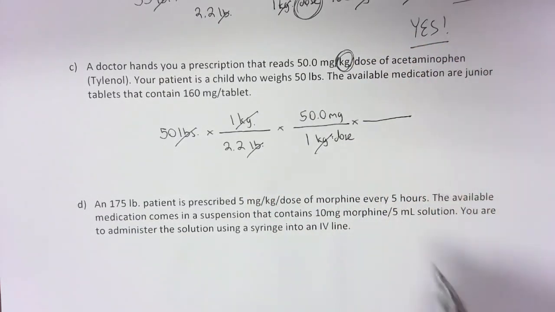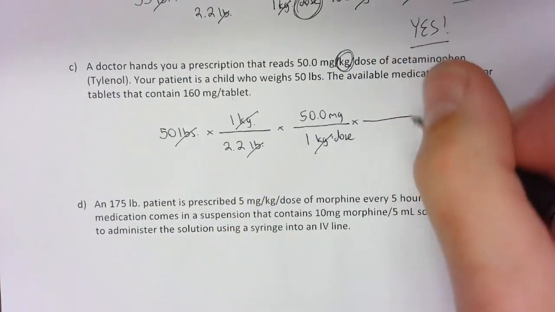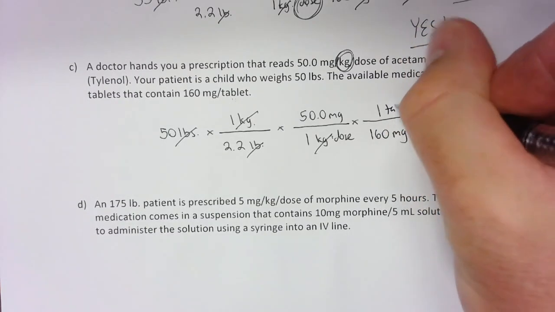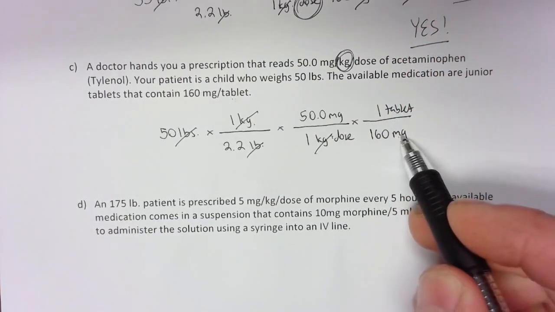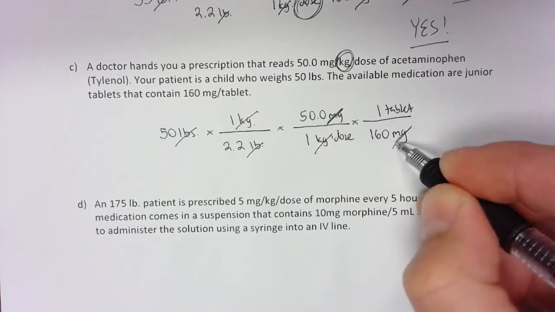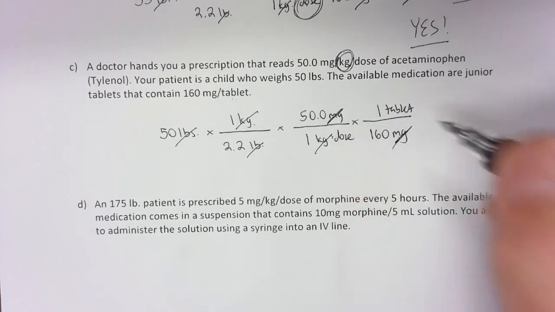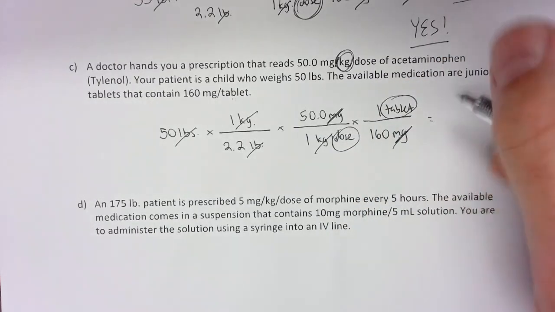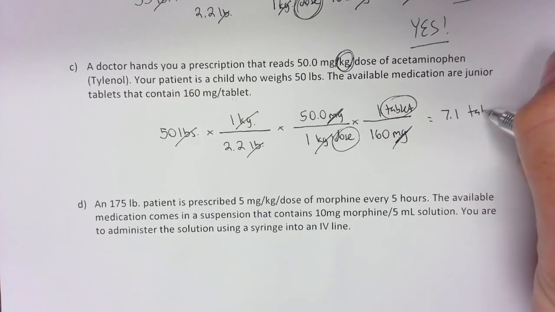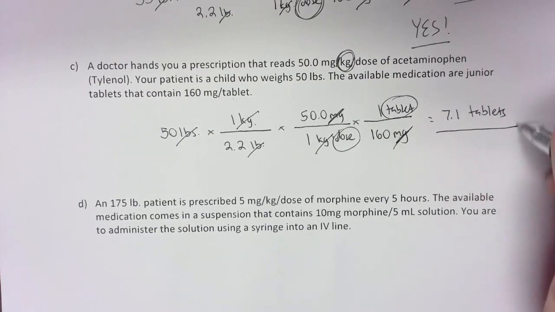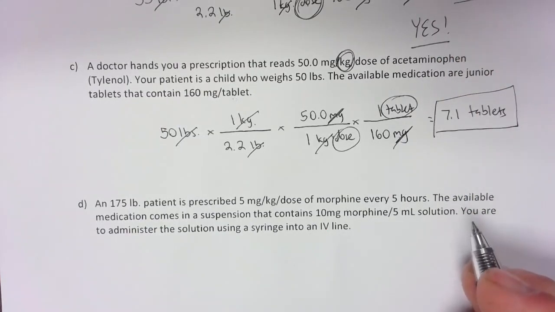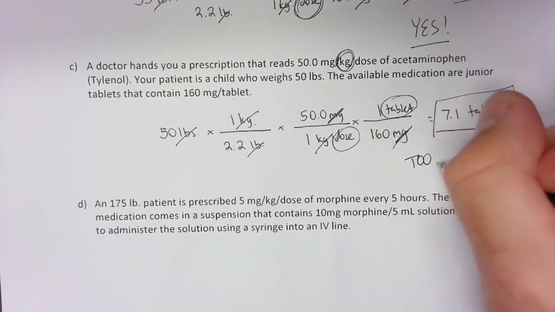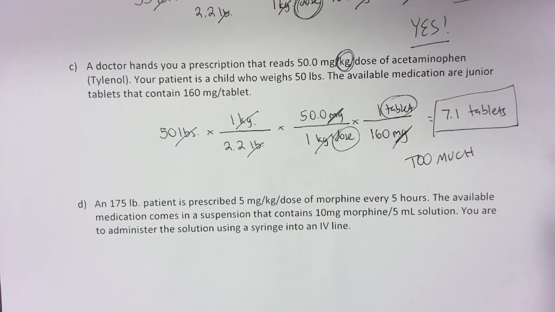I want to know how many tablets that is. There's 160 milligrams in one tablet. I know to put milligrams on the bottom so I can cancel it out from this unit up here. Now I'm left with tablets per dose. When I do that calculation, I end up with 7.1 tablets. Now, would you give your 5-year-old 7 tablets of anything in one sitting? I hope not. You would probably want to check with somebody before doing that, but it sounds like too much to me.